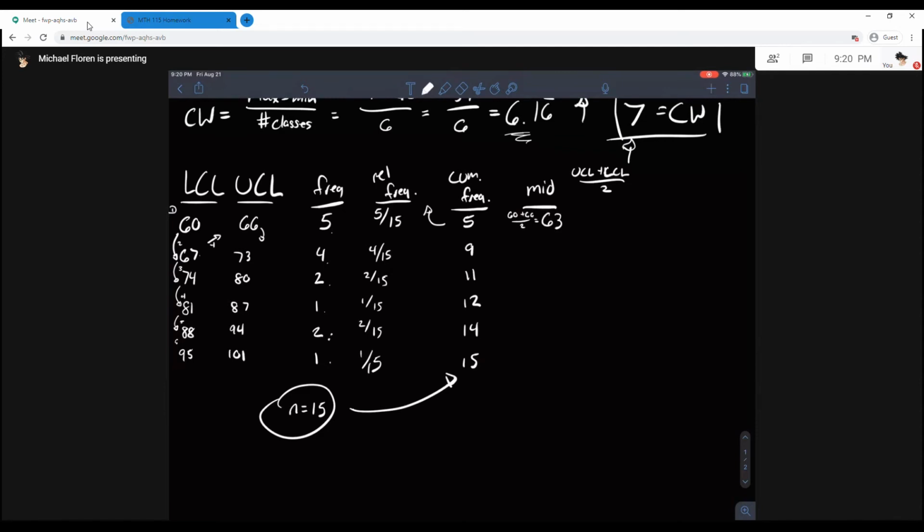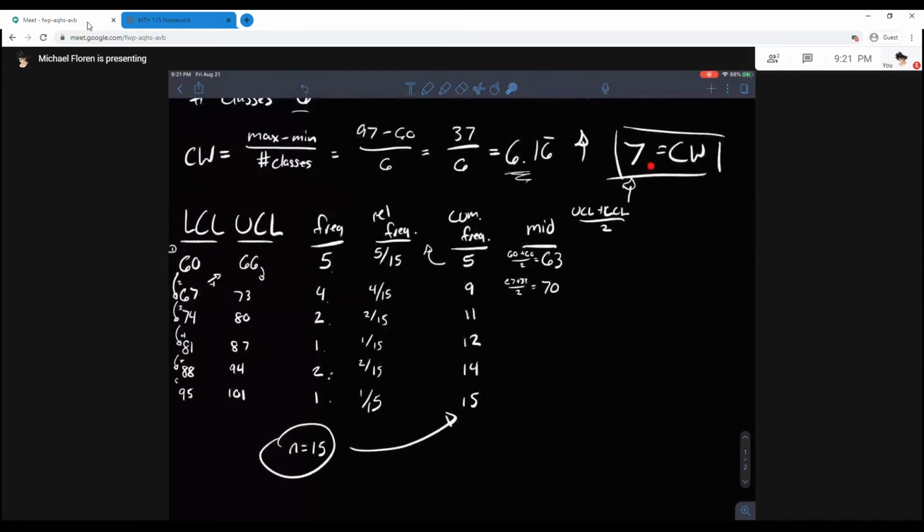And then I can do the same thing next. 67 plus 73 divided by 2, and I'll just type that. 67 plus 73 on my calculator is 140, divided by 2 is 70. Now there's a shortcut so that you don't have to do this the whole time. And the shortcut is just like we did on the left side when we were dealing with our class limits. We went from the upper class limit and we added the class width to get to the next one. With the midpoint, you can also add the class width. So remember, our class width was 7.